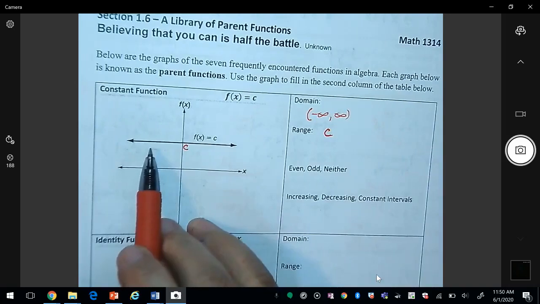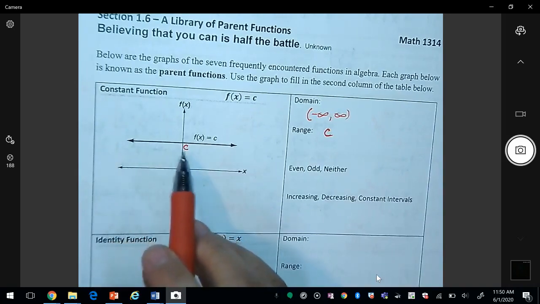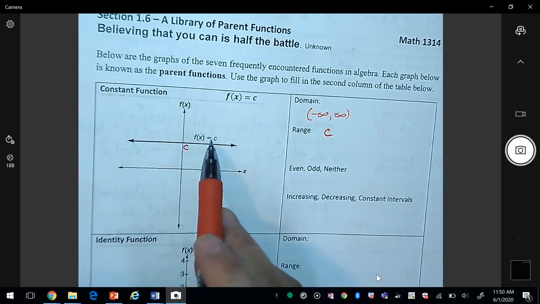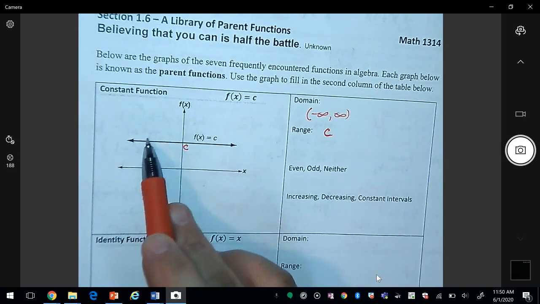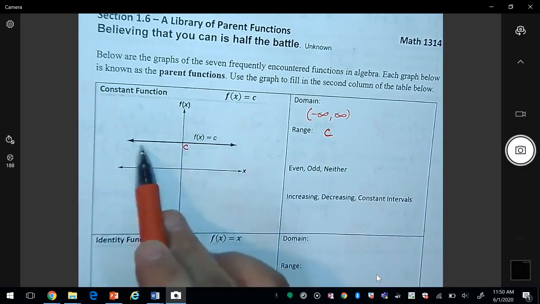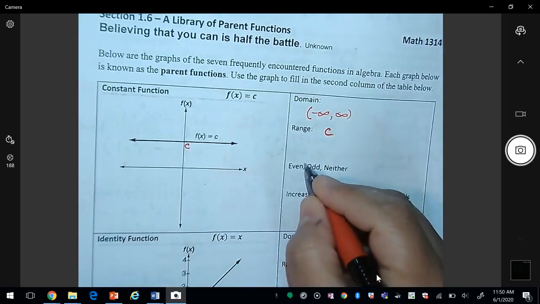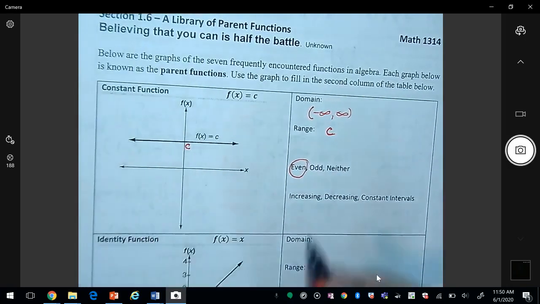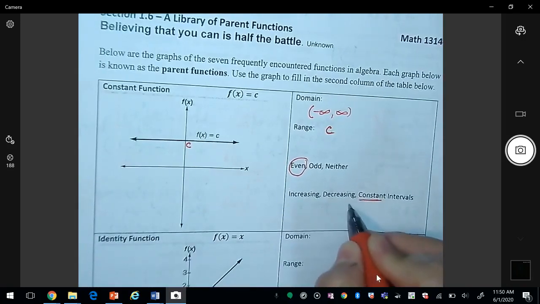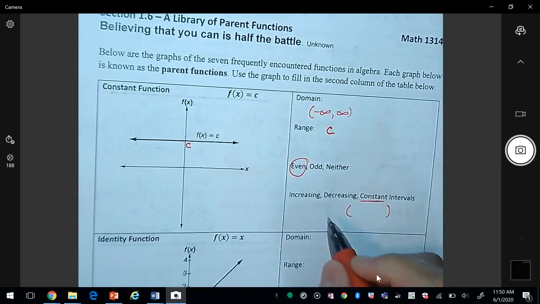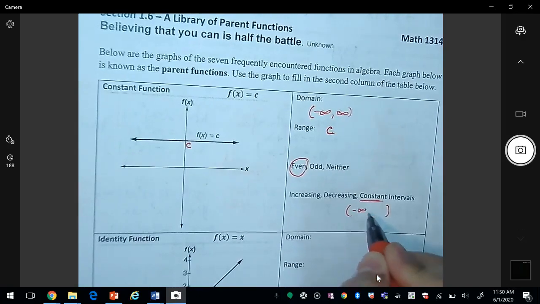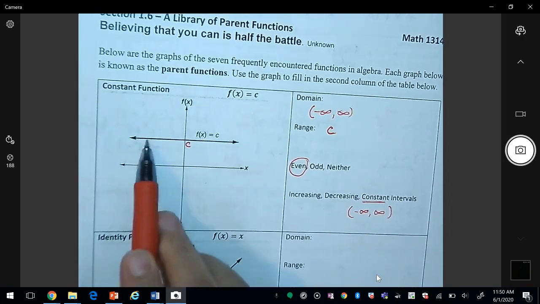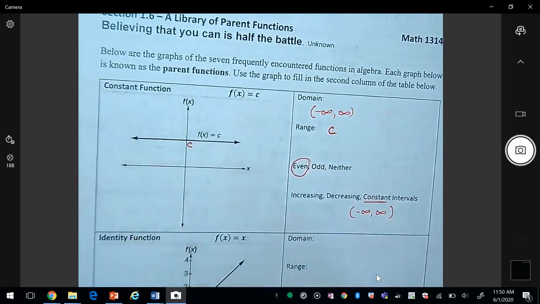And then for this function, we need to determine if it's even or odd. If you notice, the graph has symmetry on the y-axis. Basically, if I fold this on the y-axis this way, this will fall on top of it. Since it has symmetry on the y-axis, we say that it's even. And this function is constant, and the interval that it's constant on is from negative infinity to positive infinity. So from here to here, this graph is constant.